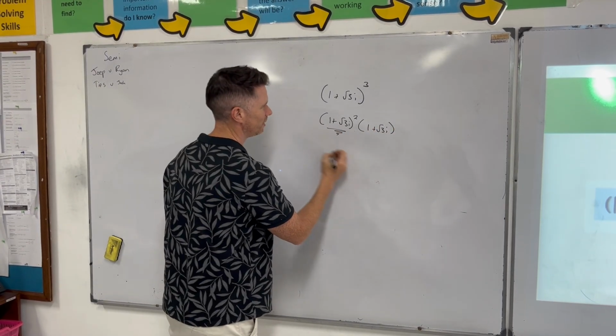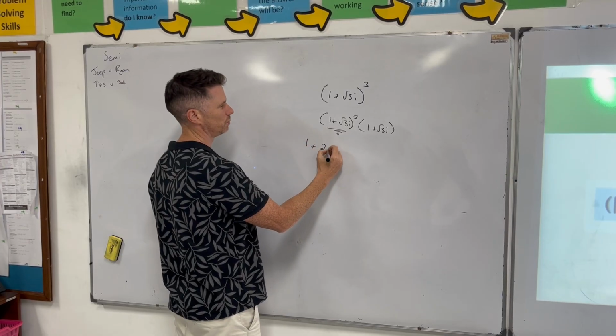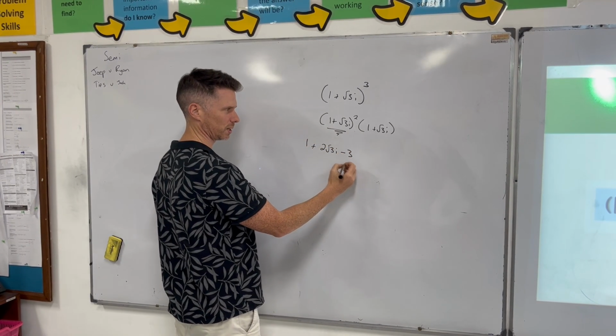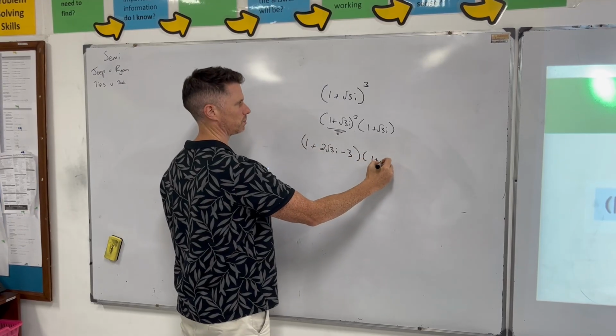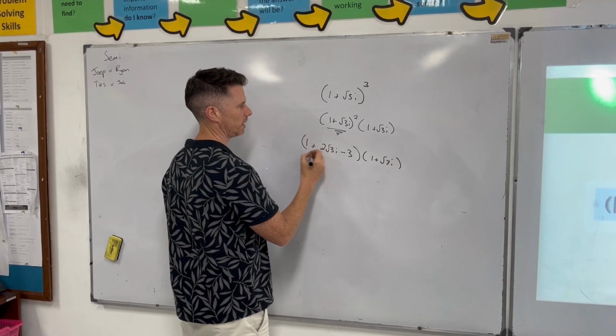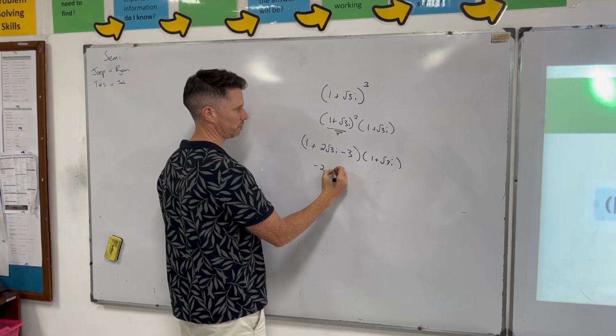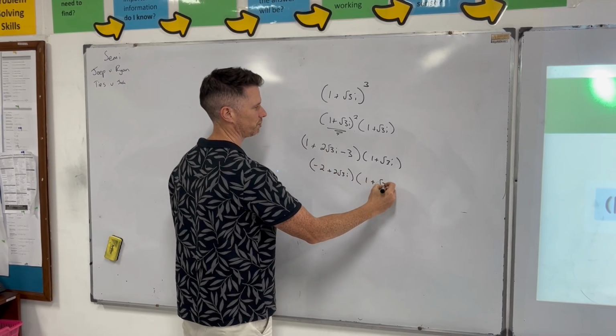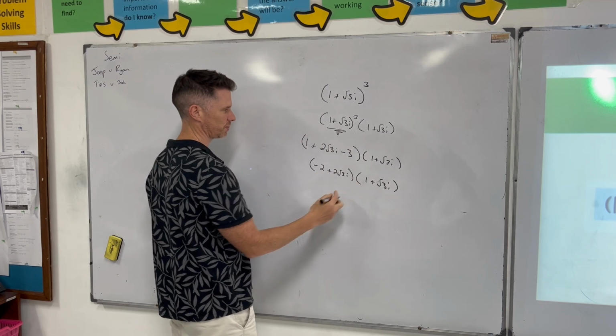All right, 1 plus 2 root 3i minus 3. You happy with that? 1 plus root 3i still to multiply by. So this becomes minus 2 plus 2 root 3i times 1 plus root 3i. All right, let's do this multiplication.